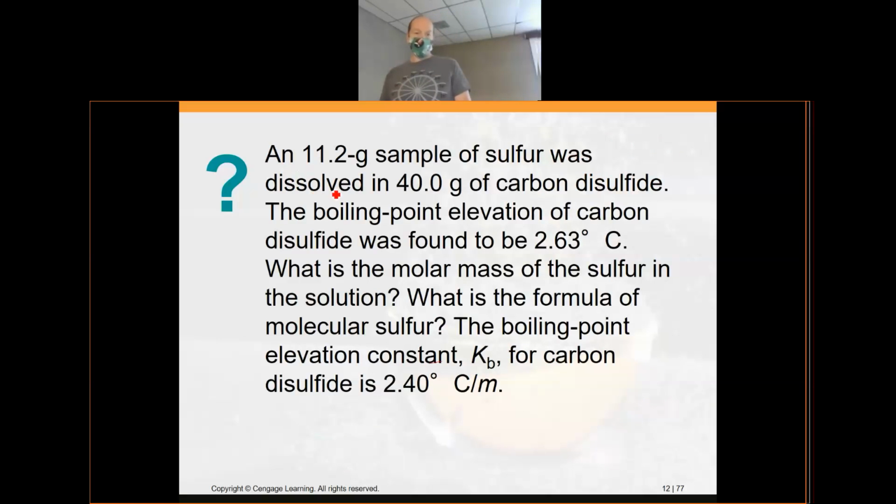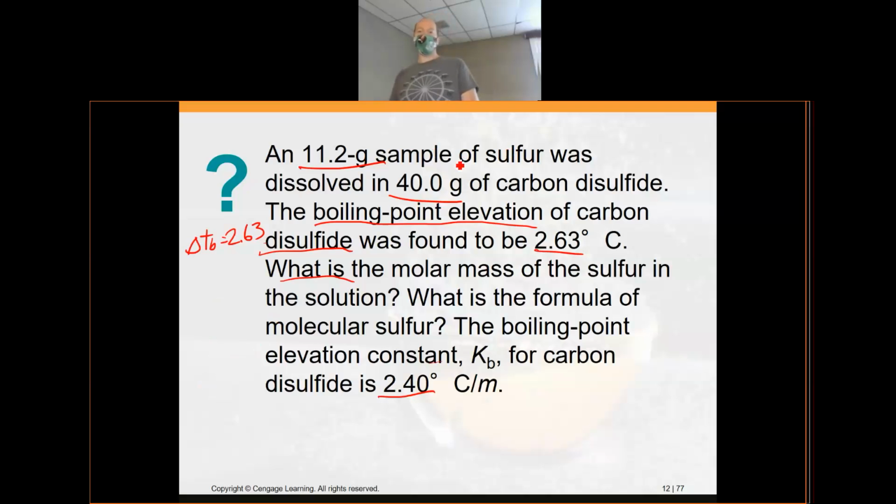All right, here we have an 11.2 gram sample of sulfur dissolved in 40 grams of carbon disulfide. The boiling point elevation of the carbon disulfide was found to be 2.63. They gave us our delta T sub B, 2.63. What is the molar mass of the sulfur in the solution? What is the formula of the molecular sulfur? All right, so the boiling point elevation constant for carbon disulfide, Kb, is 2.40.